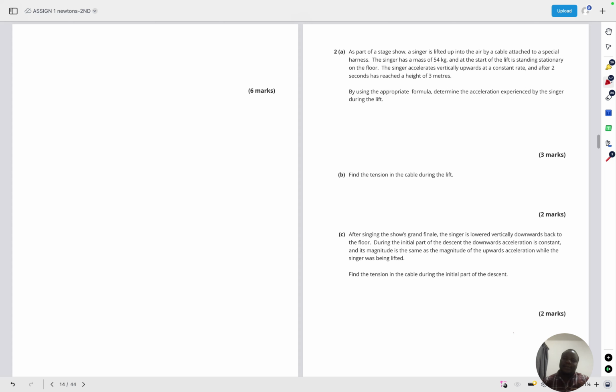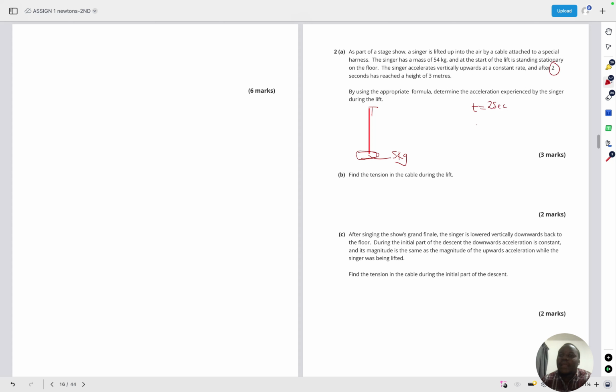Now here, diagrams are important. We've been told that there is a singer here who is on stage. So let's try to have this singer here and see if we can model this situation. There is a singer on the floor with a mass of 54 kg. Then when he is lifted by this harness cable, tension, or whatever it is, let's call it T, after 2 seconds, which is t, so we've got t equals 2 seconds.